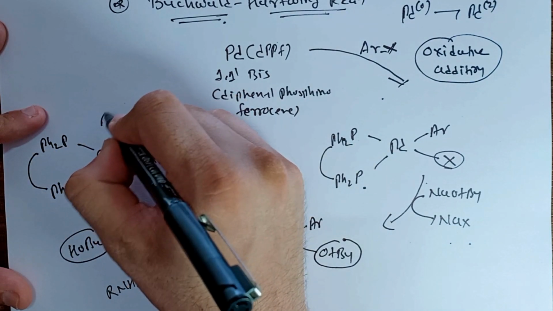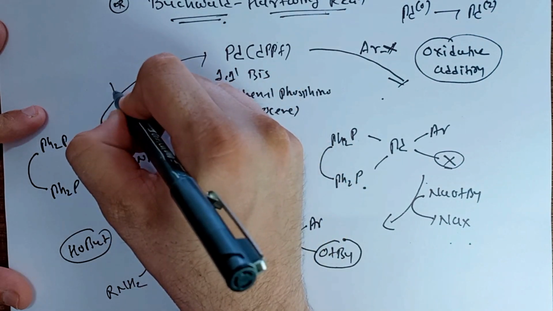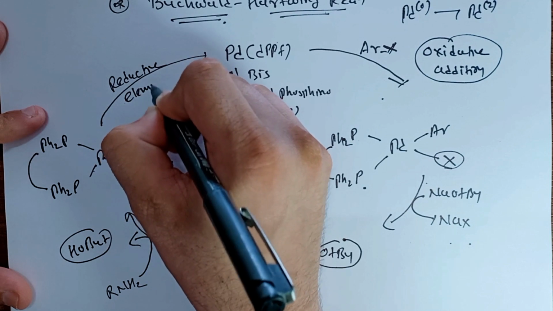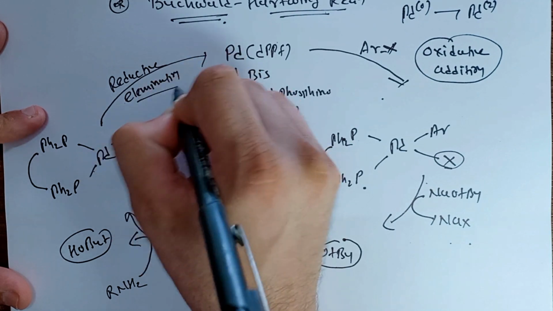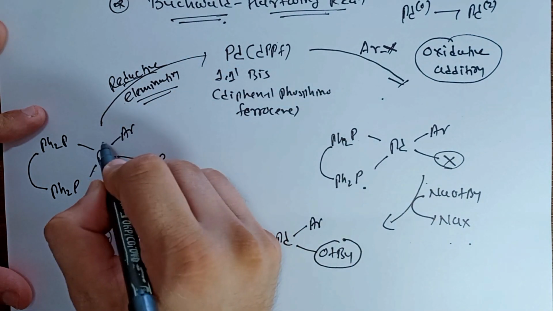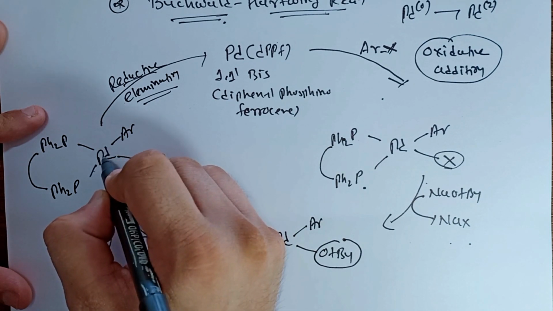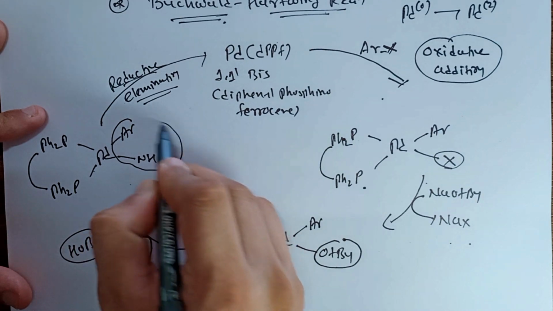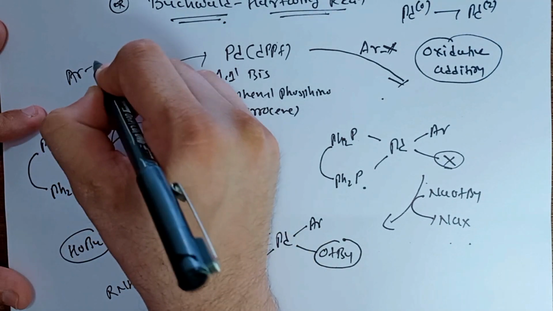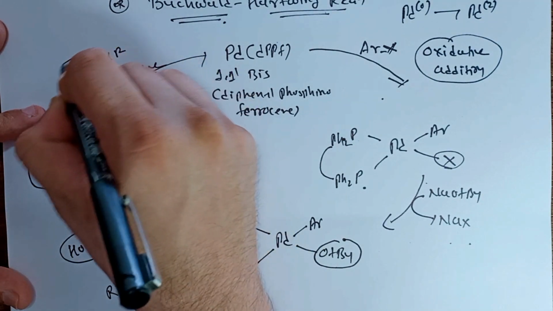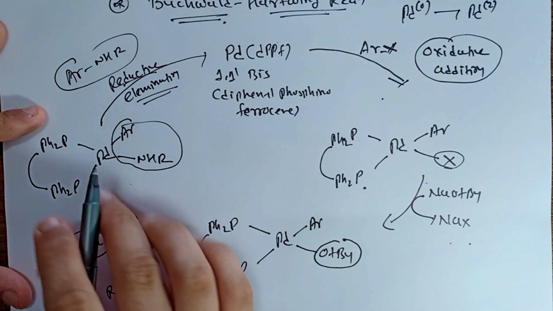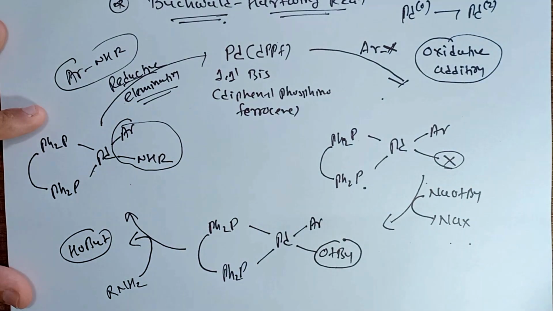Now in the last step, again we are having a common last step, that is a reductive elimination reaction. By means of the reductive elimination reaction, this group will be removed. So this palladium will be converted to the palladium zero oxidation state. So now this will have a coupling product, that is Ar, NH and R group. So here we can say that a C-N coupling product will be formed. So this is our Buchwald-Hartwig reaction.